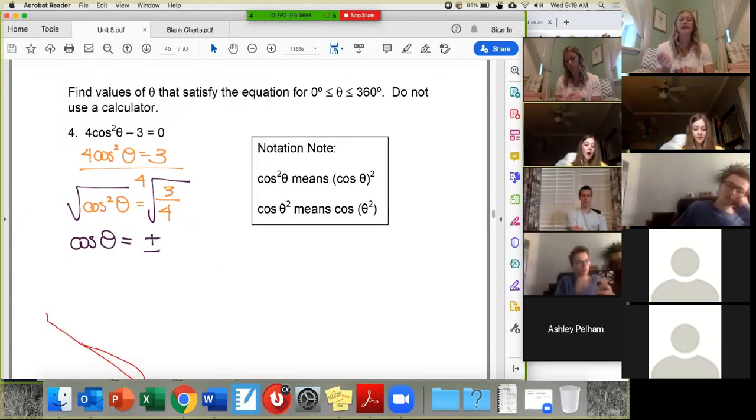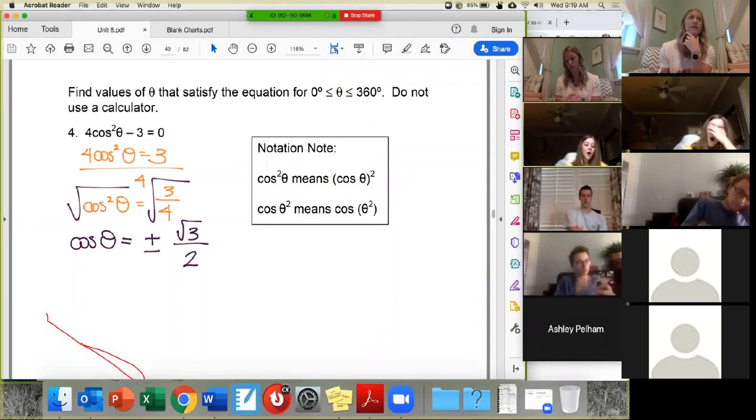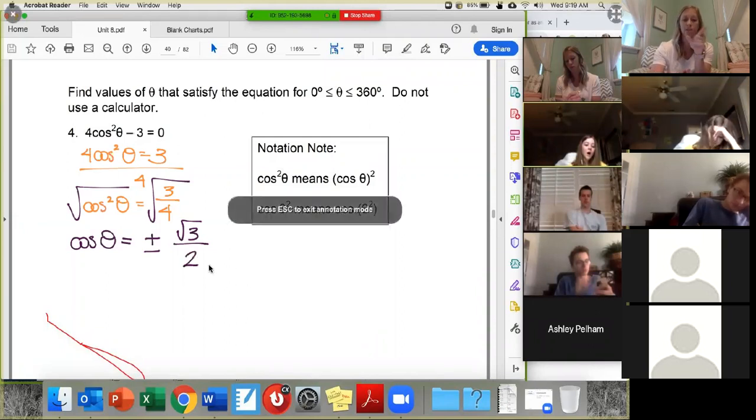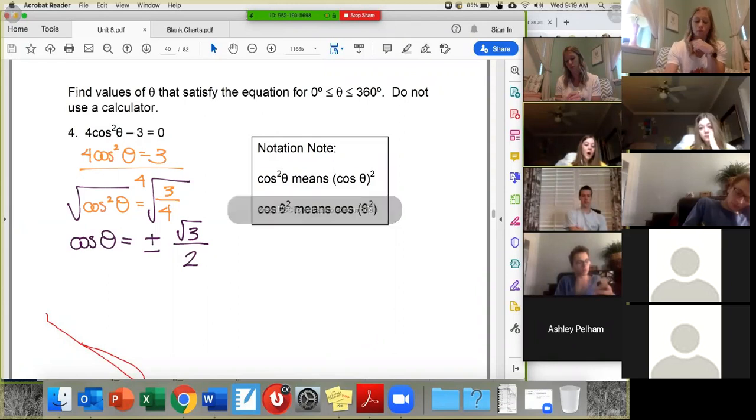Plus or minus. Now this is how we get more than 2 answers. Because in this case, we're looking for where is cosine equal to the positive and the negative root 3 over 2, because I can actually simplify the square root of 4. Now, where is this number familiar from? The chart.